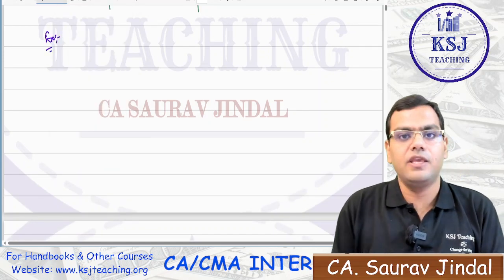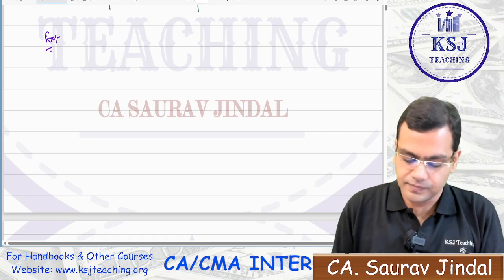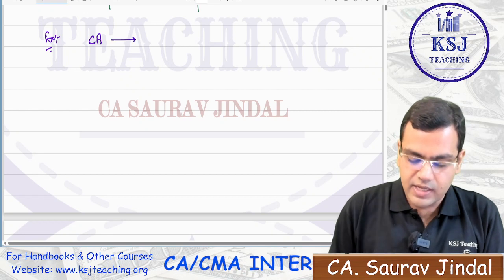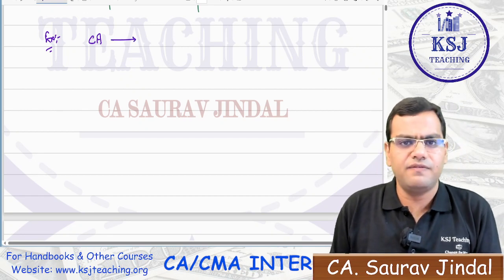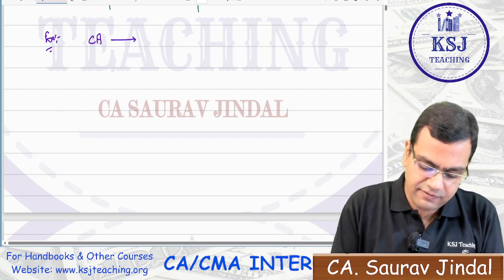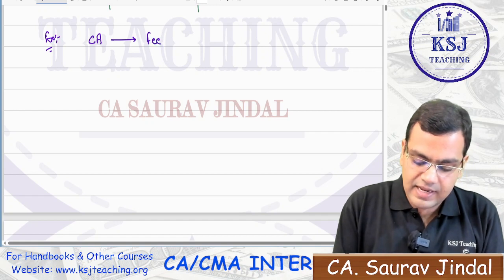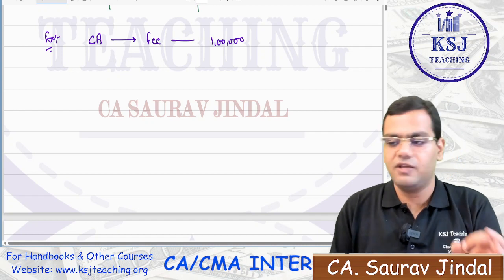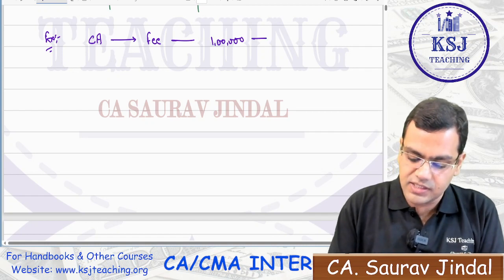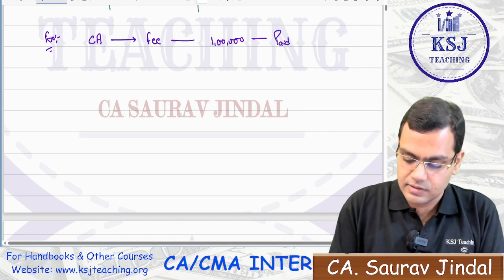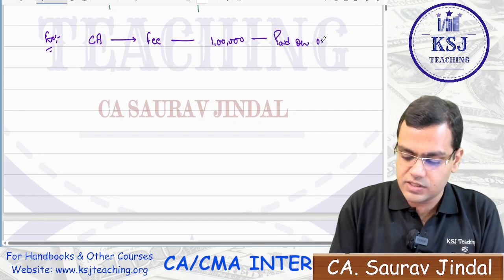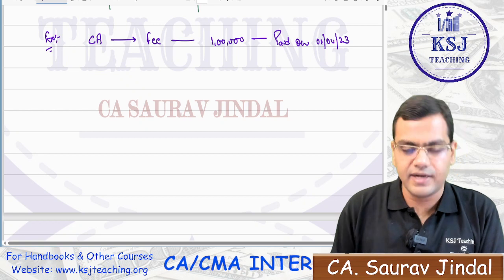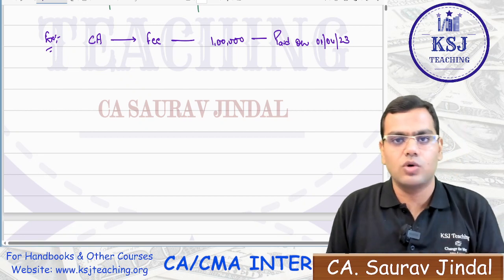For example, you are a CA student, right? I'll take your example only. You are a CA student. Is this course absolutely free? No, sir. You will have to pay a fee for it, right? Let's say the fee for the whole course is 1 lakh rupees. This is the fee that you will be paying for the whole course, and you have paid this on 1st of April 2023. Any year you can take it, right? You started with this course.